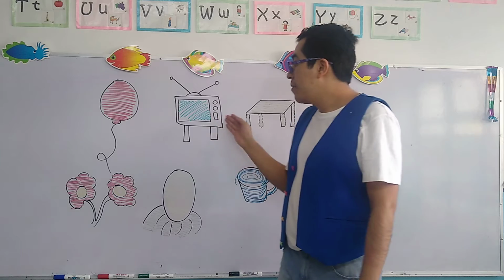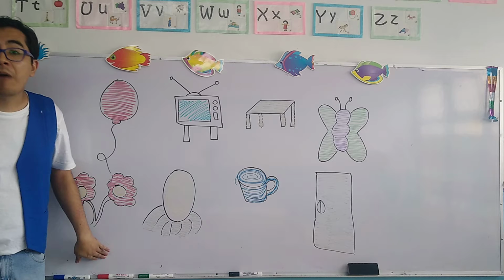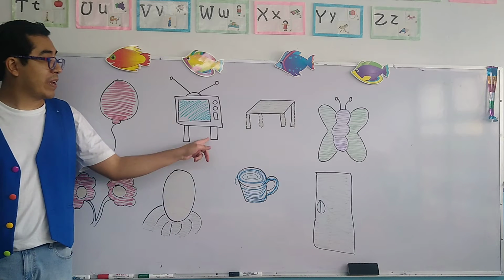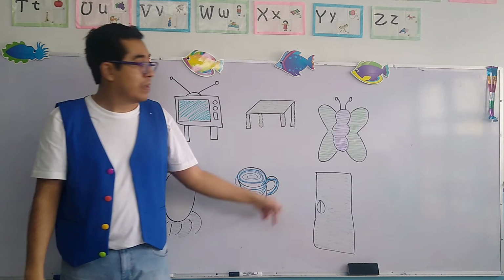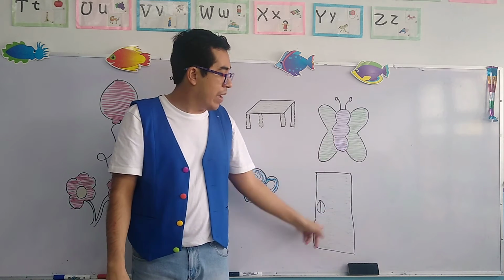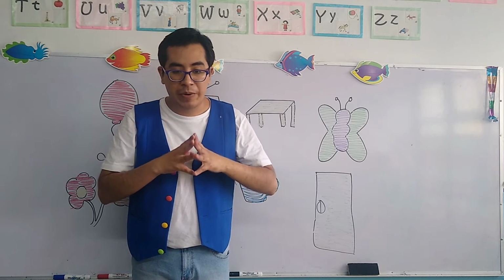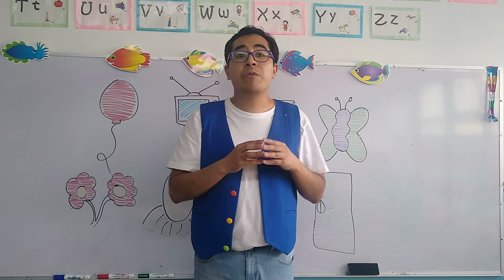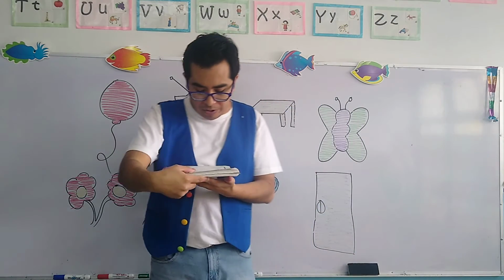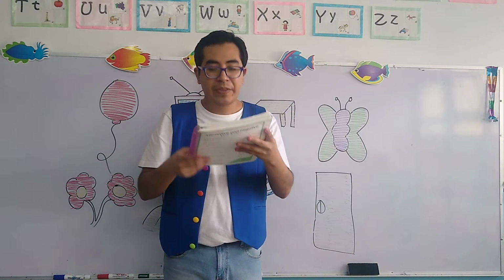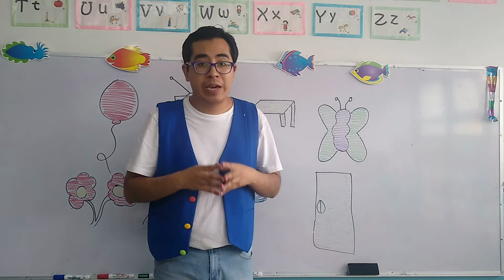Now, here we have several objects. We have a balloon, some flowers, an egg, a television, a table, a cup, a butterfly, and a door. Now, what we have to do here, my children, is put an X on all geometric shapes that we find, okay? We are going to put an X on only the geometric shapes that we locate.